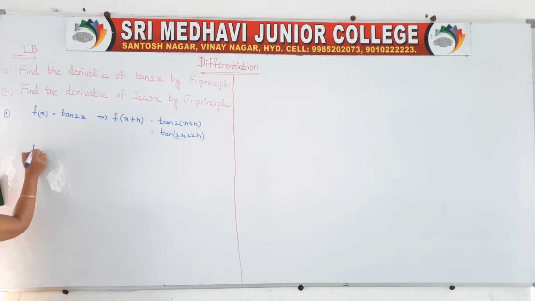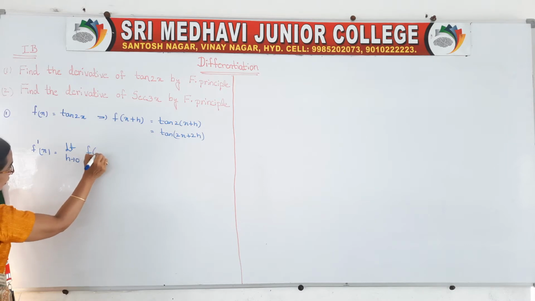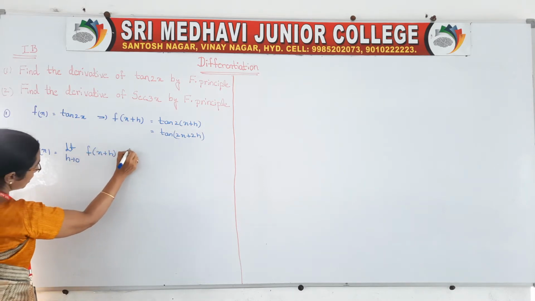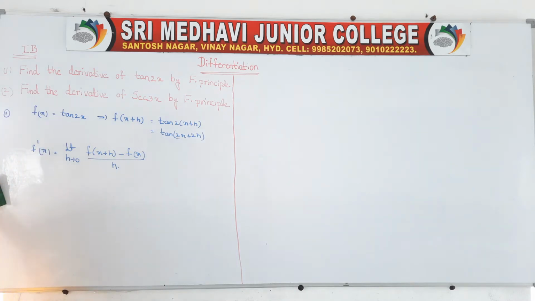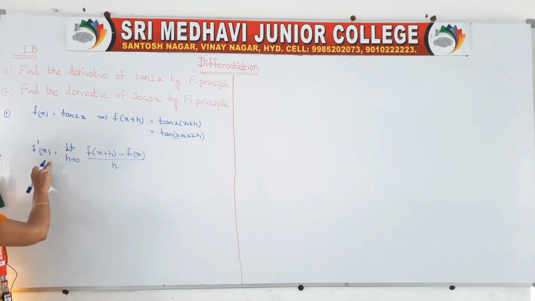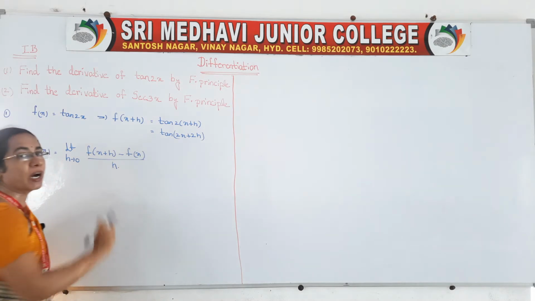Now once we have f(x) and f(x plus h), you know very well what our first principle formula is. Its formula is f dash x is equal to limit h tends to 0 of f(x plus h) minus f(x) by h. So this is your first principle formula to find the derivative of f(x). It is denoted by f dash x.